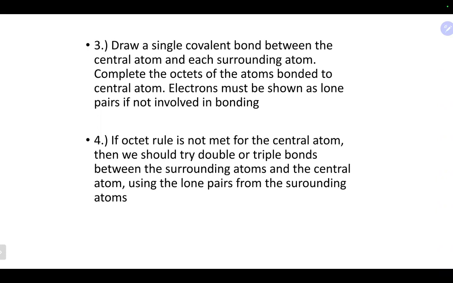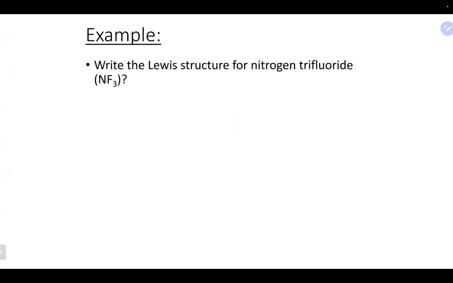The last thing you want to do is make sure everybody meets the octet rule. If it does not meet the octet rule, then you need to fix it. The way we fix it in this class is by making a double bond. If that doesn't fix it, we fix it by making a triple bond. Once again, we do not want a double bond or triple bond right out of the box. We want to save that for trying to fix things. So let's do one here together to see how we should do it.